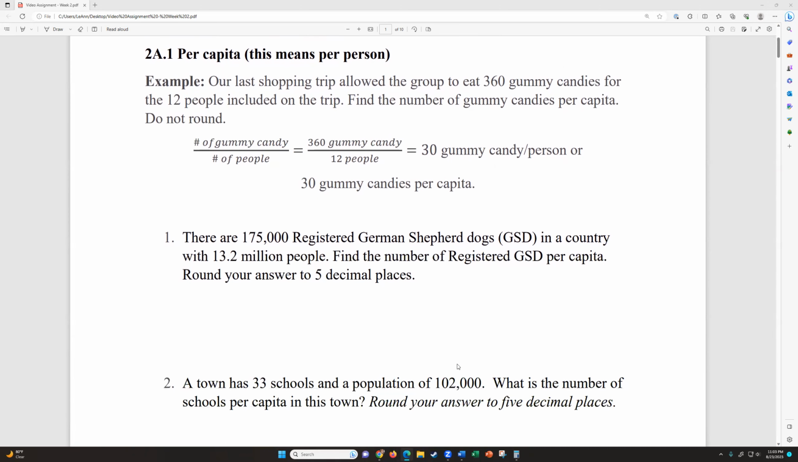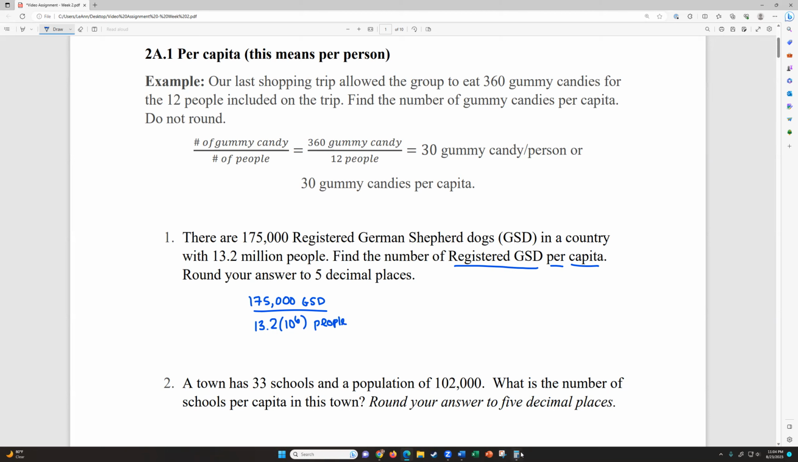All right, so let's do one together. This says there are 175,000 registered German Shepherd dogs, which we're just going to abbreviate as GSD, in a country with 13.2 million people. Find the number of registered GSD per capita. So notice that's telling us how we're going to be setting this up. Round our answer to 5 decimal places. So we're going to have our registered German Shepherd dogs, 175,000 on top, over the number of people, so that's 13.2 million, and we're going to remember to write our million as the 10 to the 6th.